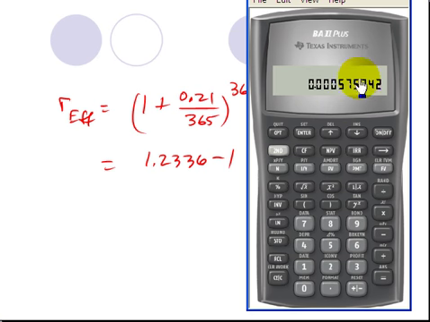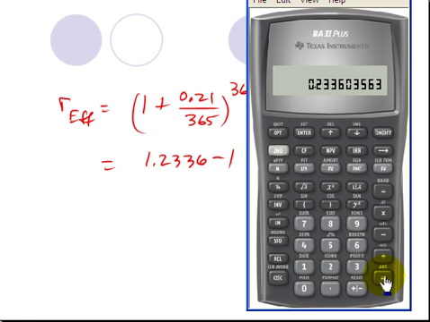And you want to carry these decimal places. Don't just round to here. You need to carry at least 3 or 4 significant decimal places. We want to add 1 to that. And now we want to raise this number to the 365 power. So that's the y to the x button, 365. And now that gives us our 1.2336, and then we want to take off the 1. Or you can actually do that in your head. You can just stop right here. It's 23.36%, but we can go ahead and take off the 1.